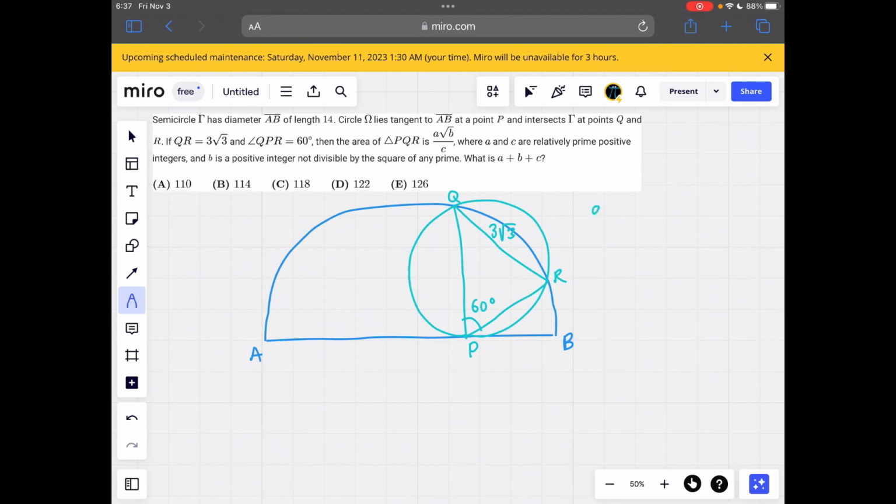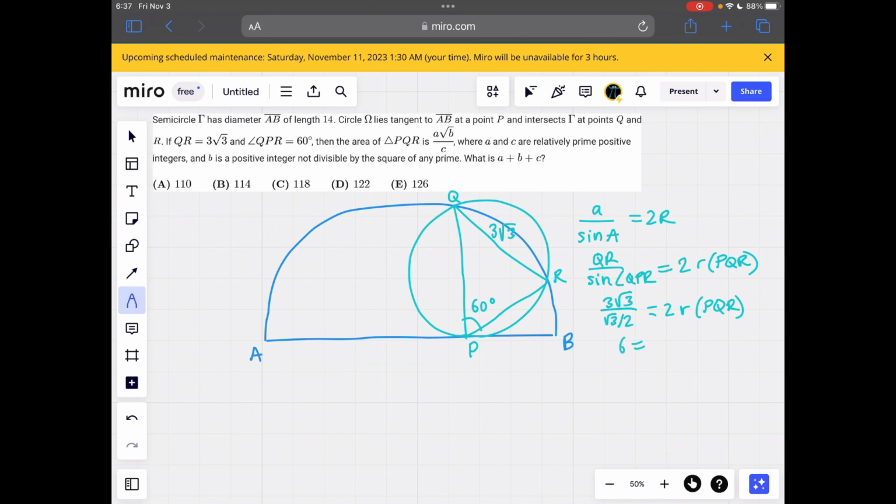The extended law of sines says that a over sine A equals 2R, where R is the radius of the circumcircle of the triangle, and little a denotes the side opposite angle A. So in this case, QR over the sine of angle QPR is equal to 2 times the radius of the circumcircle of triangle PQR. But we know QR is equal to 3 root 3, and the sine of angle QPR is the sine of 60, which is root 3 over 2. And that's 2 times the radius of the circumcircle of triangle PQR.